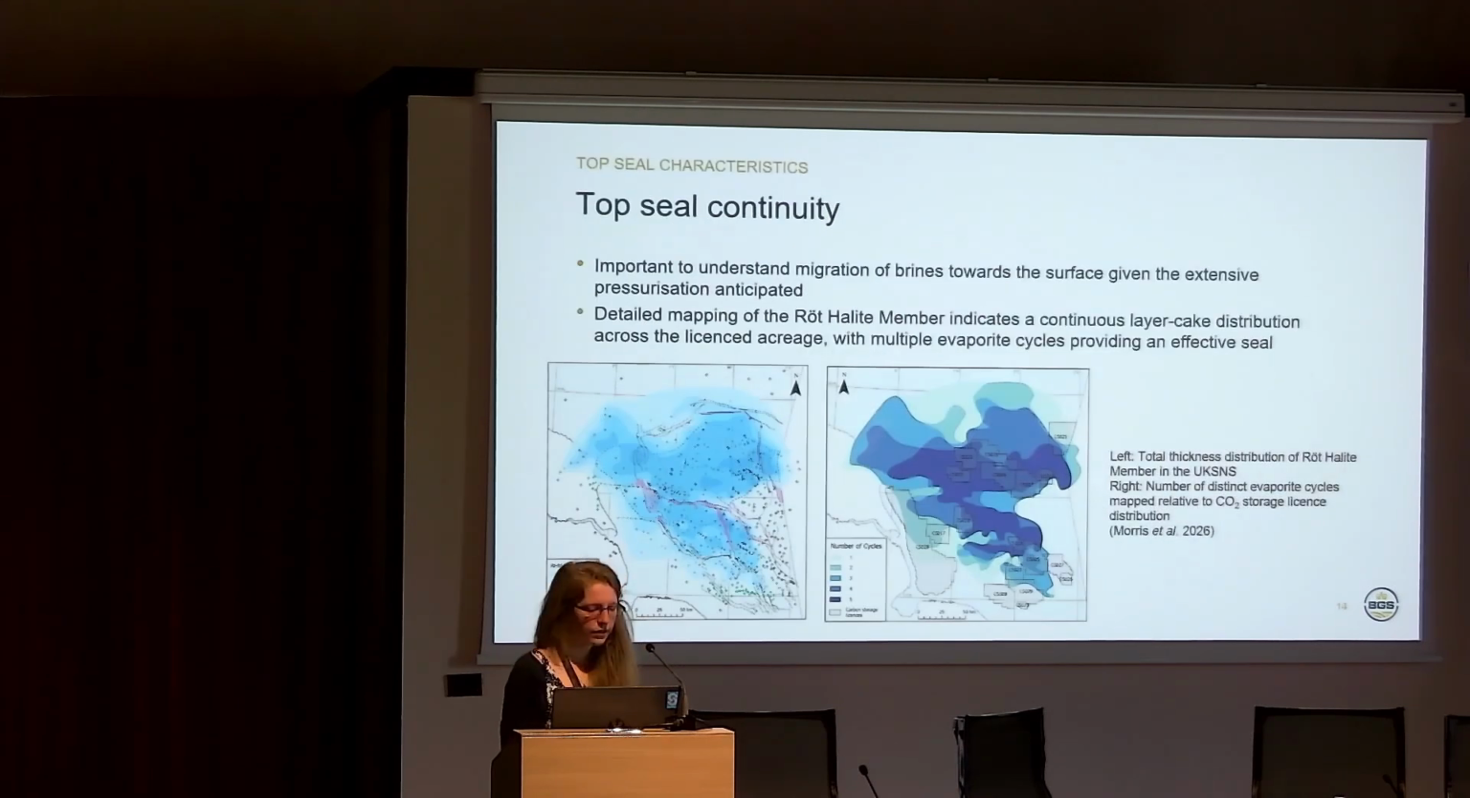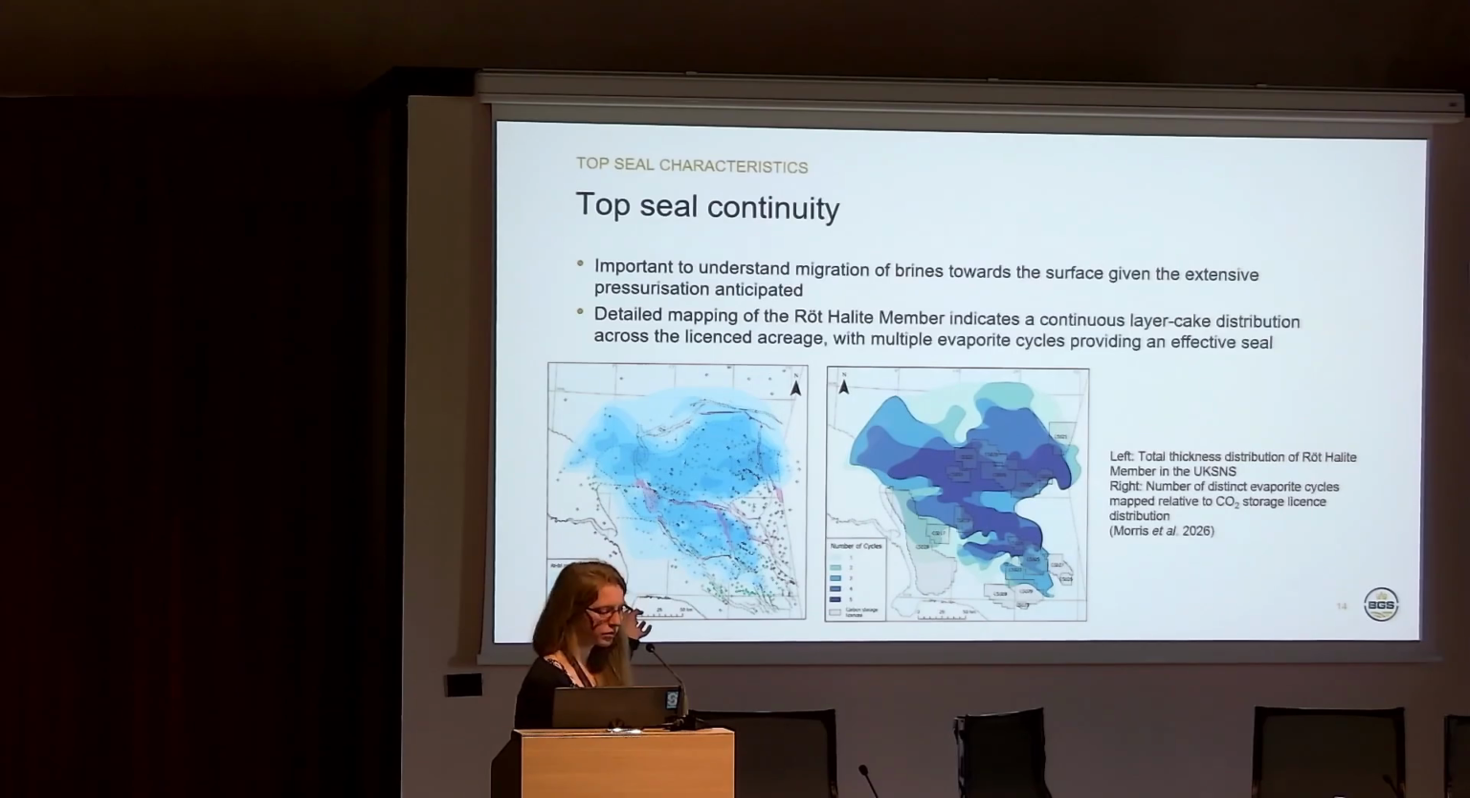And then the last of the geological understanding studies, we looked at the top seal continuity. For this study, a colleague of mine who's now at Imperial went through a lot of log data, looking to identify the presence of the Rot Halite, which I mentioned earlier. This is the salt layer immediately overlying the Bunter. And we mapped out its presence.